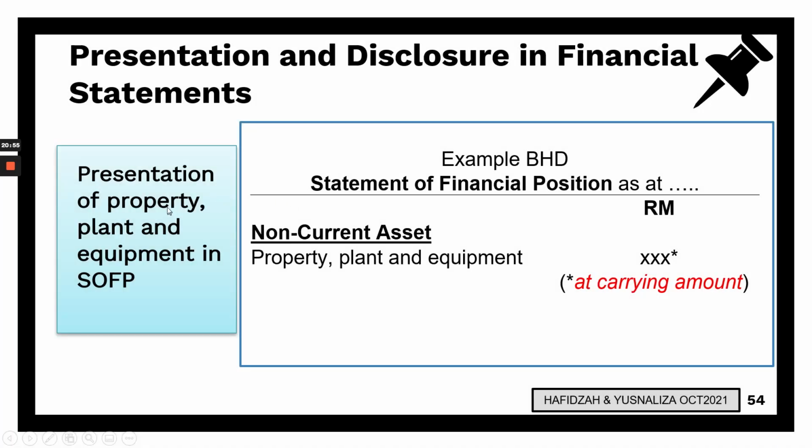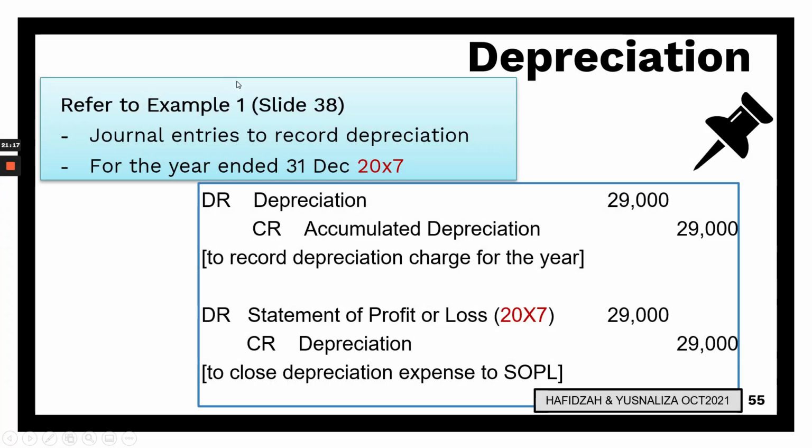So let's look at the presentation here. The presentation must be at the carrying amount. Carrying amount again is cost minus accumulated depreciation. That is carrying amount. So that must be the amount at the end of that particular year. So let's look at example 1. In example 1, if you can still recall, the depreciation was 29,000. So this is the record for the first year. Record depreciation and close the depreciation.